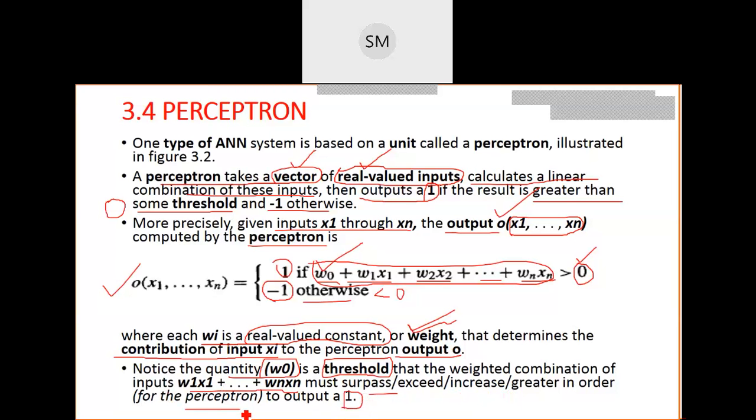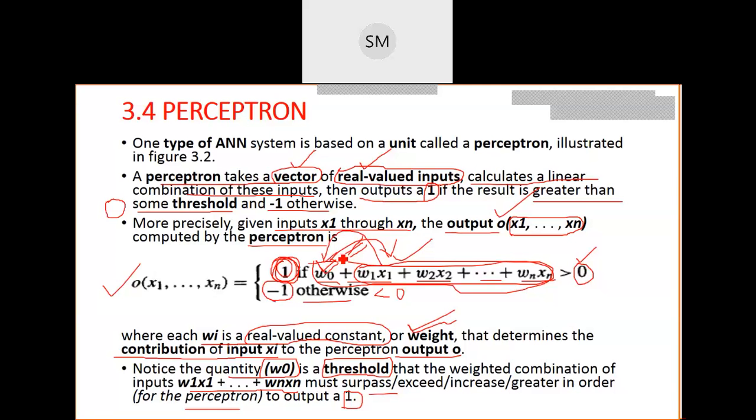So for a particular threshold, these values should keep on increasing according to the weights, so that we get the output of this perceptron as plus 1 only. The value of w1x1 plus w2x2 should be greater. These values are dependent on each other, and this is dependent on the threshold value w0. We will see all these things in the next example.